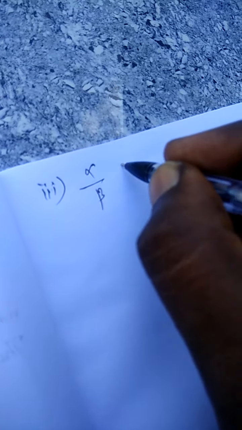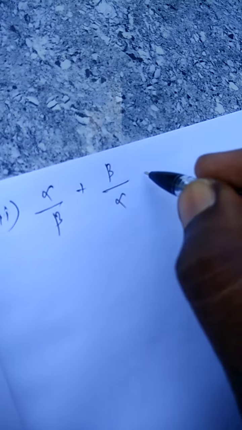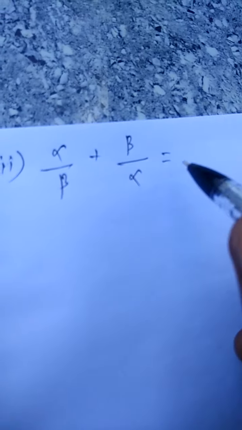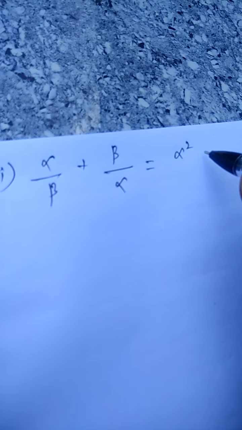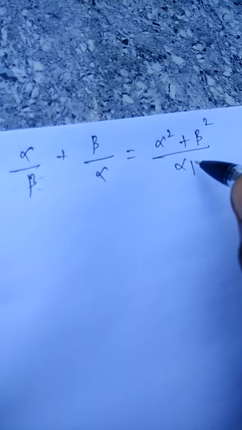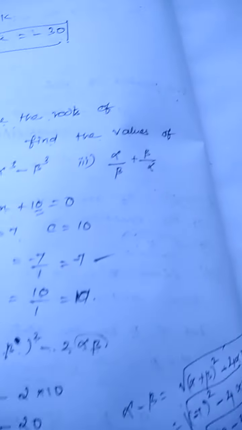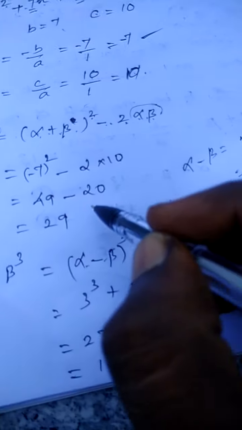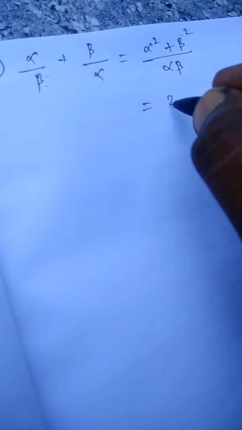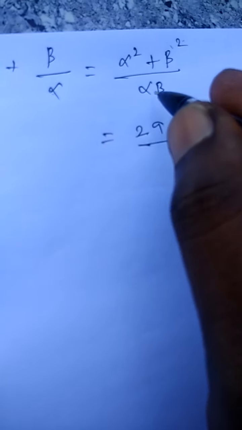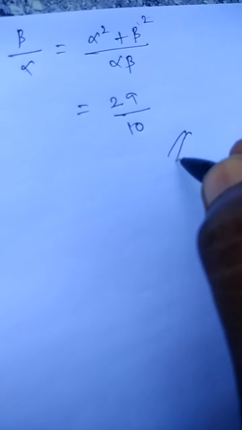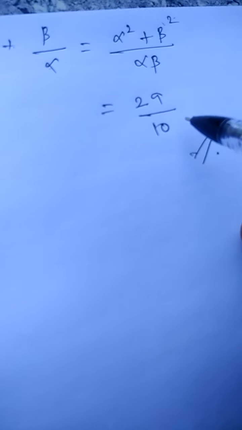Subdivision number 3: alpha by beta plus beta by alpha. By cross multiplication, alpha into alpha, alpha square, plus beta into beta, beta square, divided by alpha into beta. So alpha square plus beta square, already known from subdivision number 1, is 29, divided by alpha into beta, 10. So the value of alpha by beta plus beta by alpha is equal to 29 by 10.